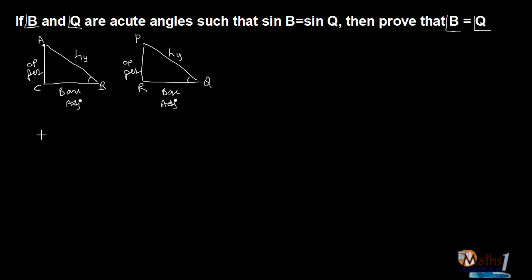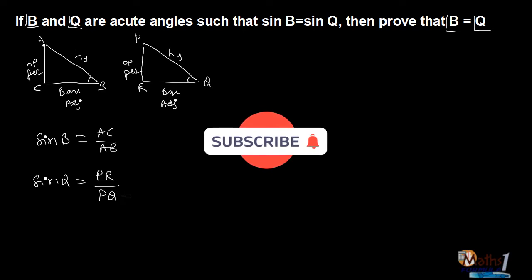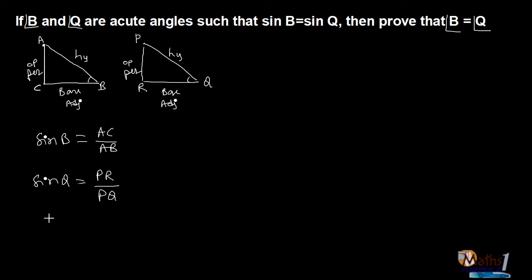So sin B is equal to opposite by hypotenuse, opposite is AC by AB. Similarly, sin Q is going to be opposite, which is PR by PQ. So we have written the ratios, and the condition they have given is sin B equals sin Q. So that means AC divided by AB equals PR divided by PQ.